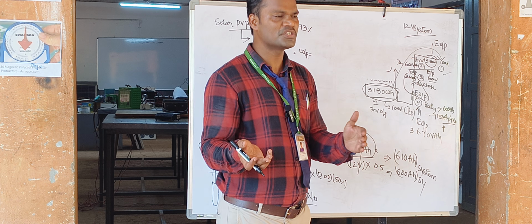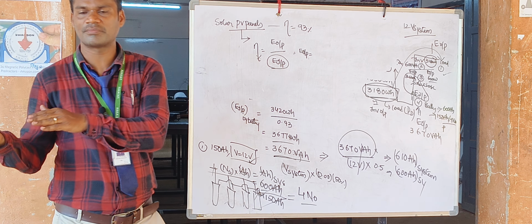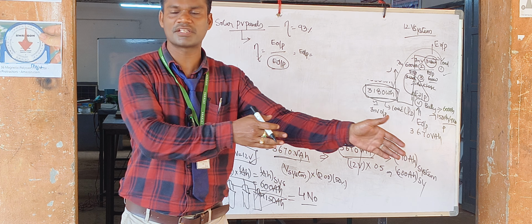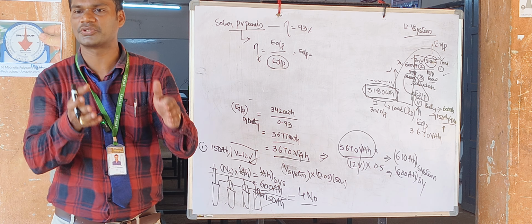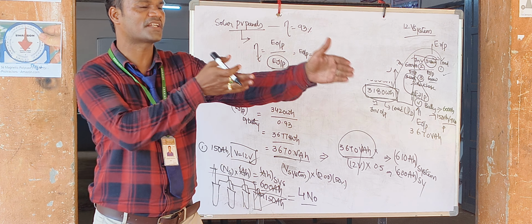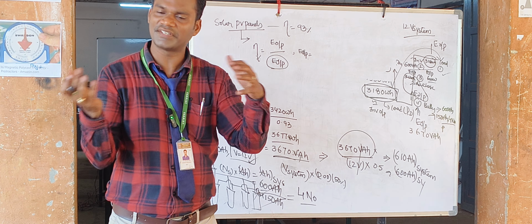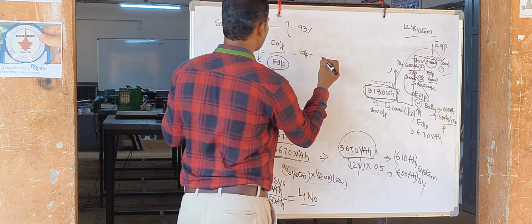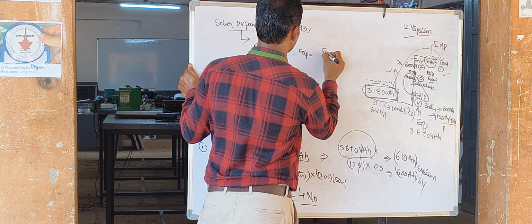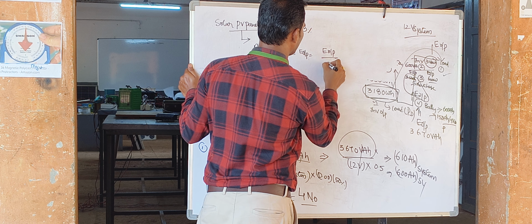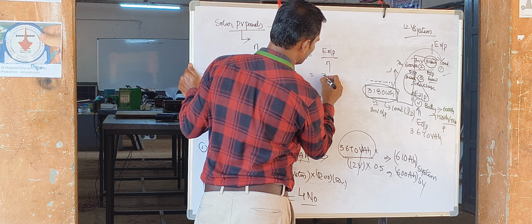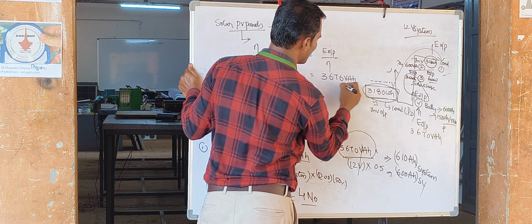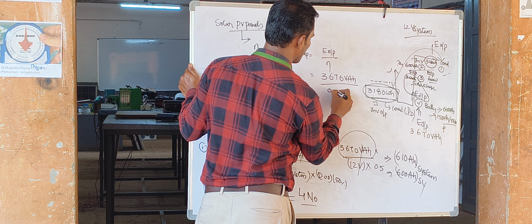Series means what you will connect? The negative terminal is connected to the positive terminal; the output of one is connected to the input of the next. We want to have an interrelation because they are connected in series. Therefore, input is equal to output energy divided by efficiency. What is the energy output? 3670 volt ampere hour divided by the efficiency.